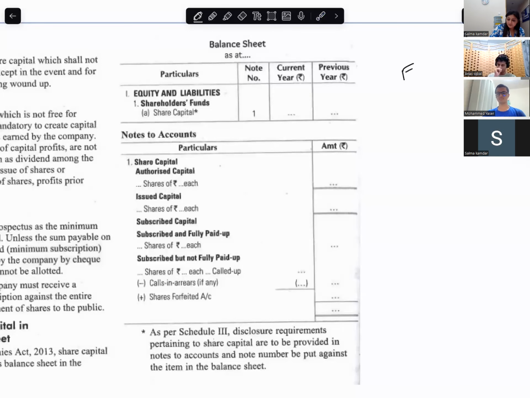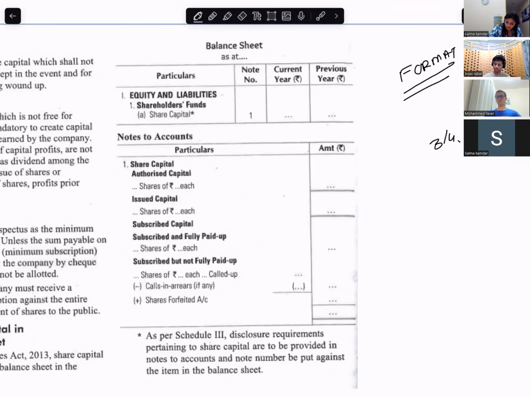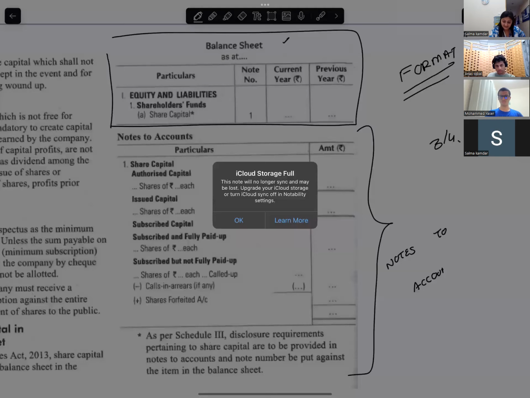These are the most favorite sums for 3-4 marks, wherein they give you all the details: authorized, issued, subscribed, and they want you to make an extract of the balance sheet. You should know that this is called the notes to accounts section, and this is called the balance sheet extract. When I say extract, that means it is just a small part, and it will always look like this.